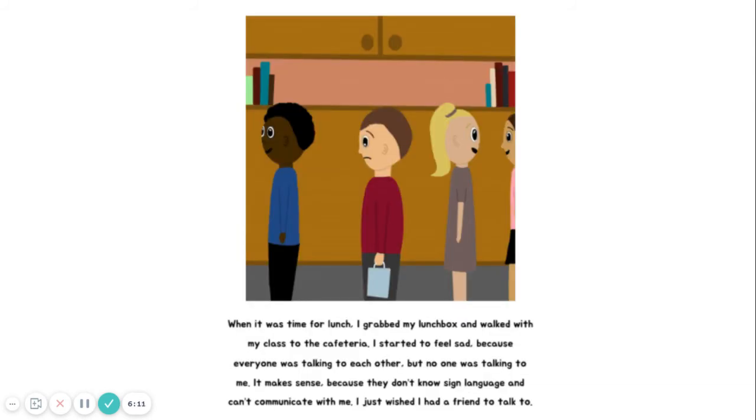When it was time for lunch, I grabbed my lunchbox and walked with my class to the cafeteria. I started to feel sad because everyone was talking to each other, but no one was talking to me. It makes sense because they don't know sign language and can't communicate with me. I just wished that I had a friend to talk to.